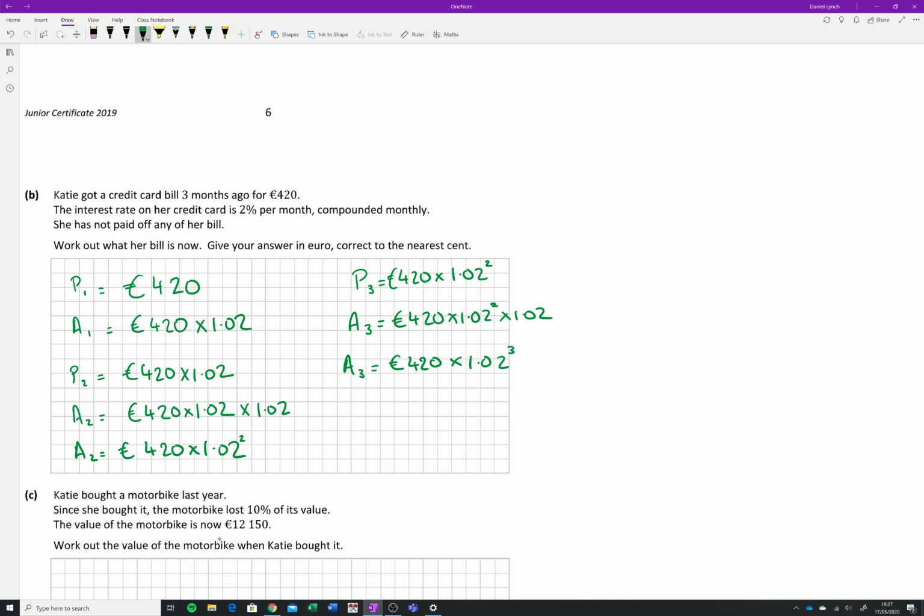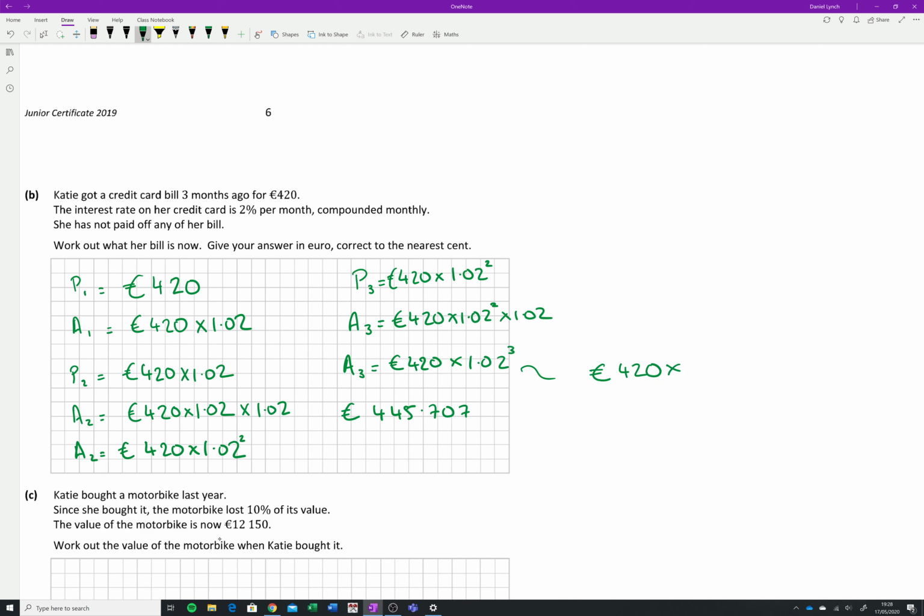Let's find out what that is. 420 times 1.02 to the power of 3, and it's said to the nearest cent. So the amount owed is 445.707.